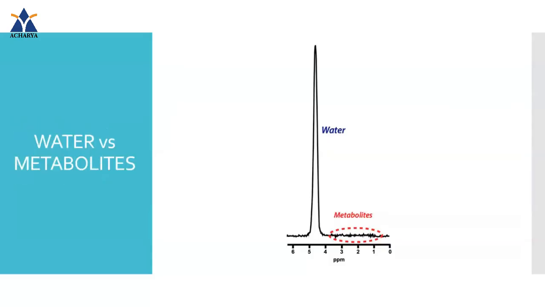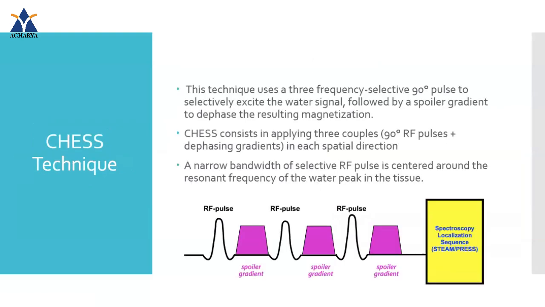So what happens if we do not suppress water? Your spectrum will look like this. This is the spectrum showing the water peak. This is the highest water peak, and metabolites are not clearly visible, and you cannot differentiate which peak shows which metabolite. So water suppression is necessary.